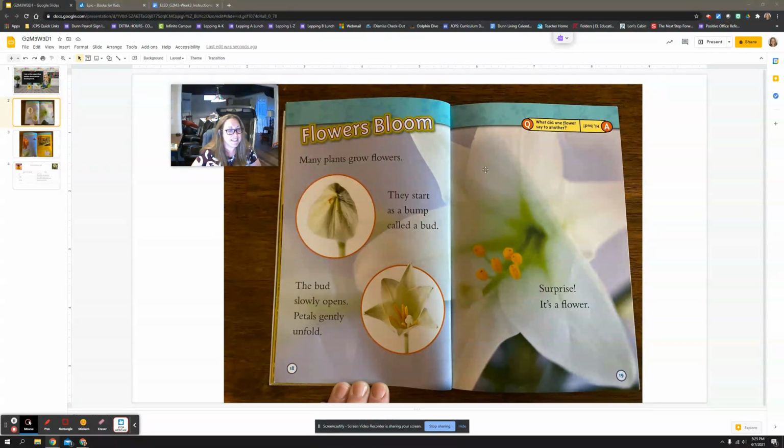So what was the gist of these two pages? It's interesting because it's right here in the heading that the flowers are blooming, right? If you can see this joke under here, what did one flower say to another? Hi, bud. That's funny because that bud right here is the part of the flower that started out. So the gist of this page was how flowers bloom: they start out as a bump, then the bud slowly opens, and the petals gently unfold, and surprise, now you have this beautiful flower that's open. Okay, let's look at the next two pages.